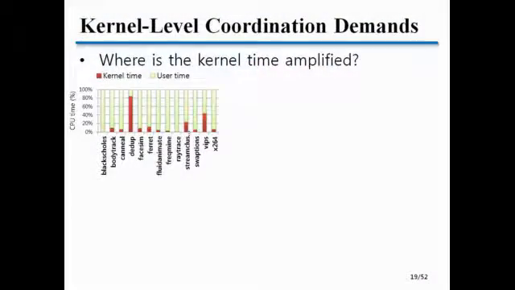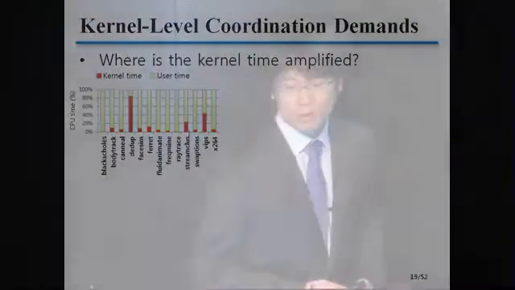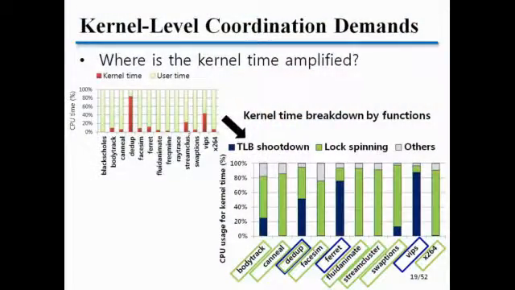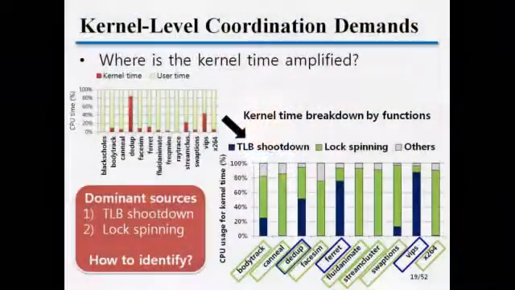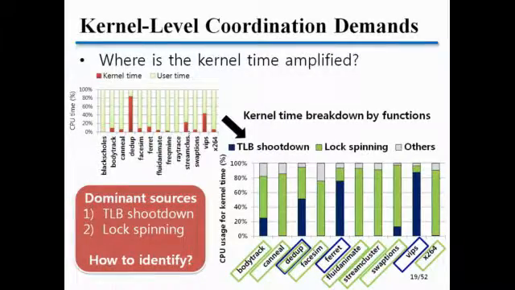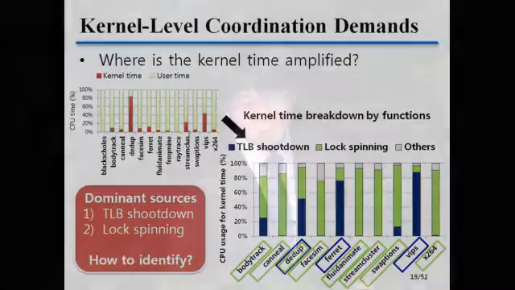In order to figure out where the kernel time is amplified, we did the kernel time breakdown by functions. As you can see, the first source is TLB shootdown, and the second is lock spinning. These two sources are dominant in the amplified kernel time, and the next question is, how can we identify each of them at the VMM layer by using the OS hardware interactions?